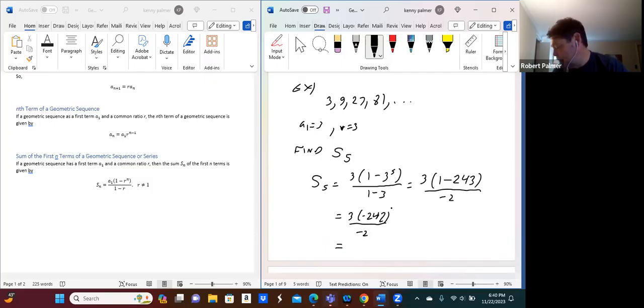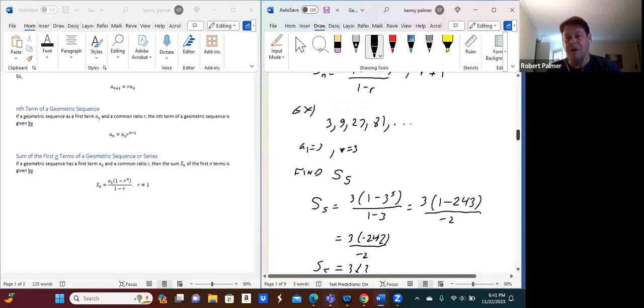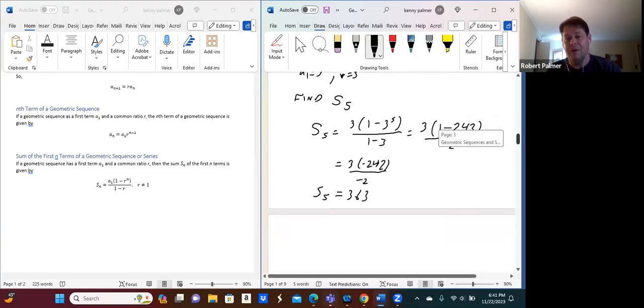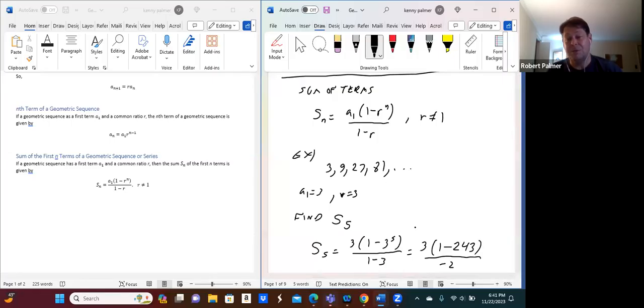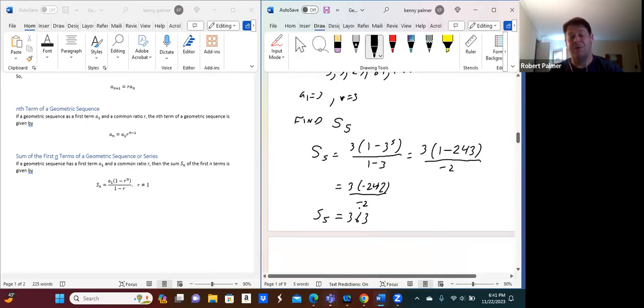We do this, so 3 times 242 divided by 2 should be 363. Okay, S5. Also, if we add one more term here, you can check this. If you multiply 81 times 3, we get 243. So if you add 3, 9, 27, 81, and 243, you should get this number, which is 363. You can check that on your own.